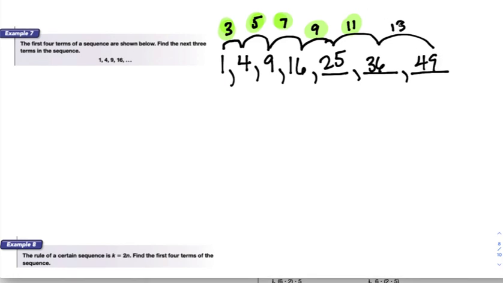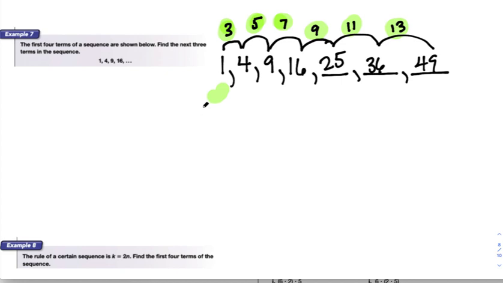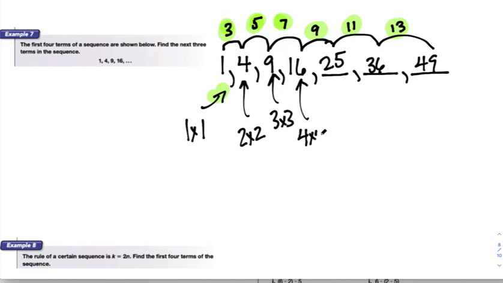So when I look at these numbers, I see this odd jumping pattern, but I also see something else. I know that number 1 is 1 times 1. I know that number 4 is 2 times 2. I know that number 9 is 3 times 3. And 16, you got it, it's 4 times 4. We can continue multiplying each of the natural numbers by itself in order to get each sequence value here in the sequence that we're looking at.